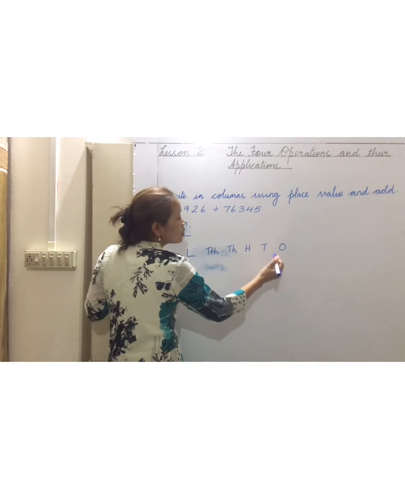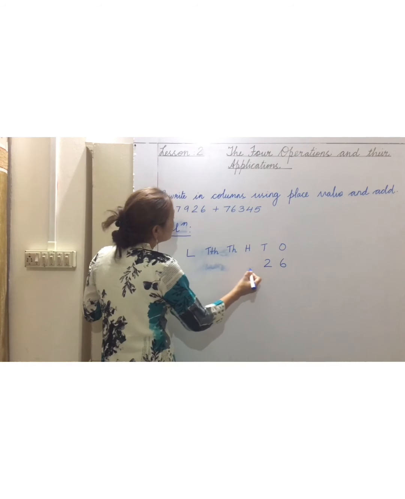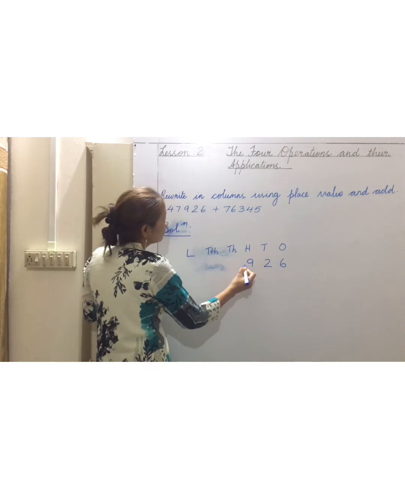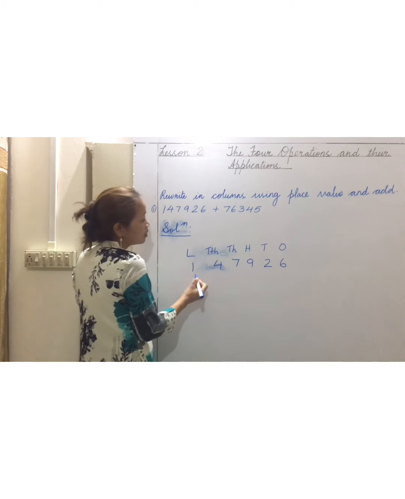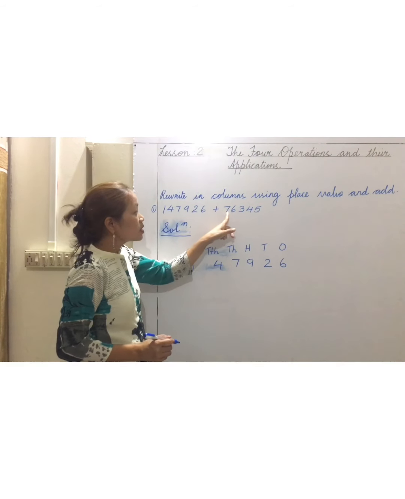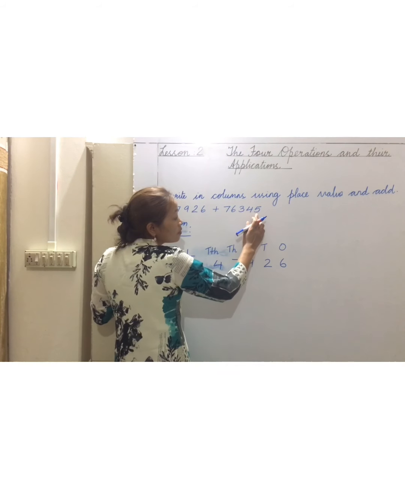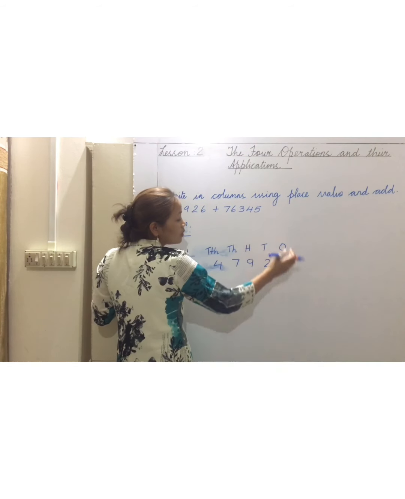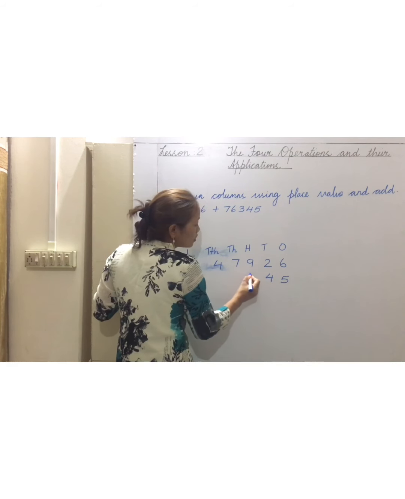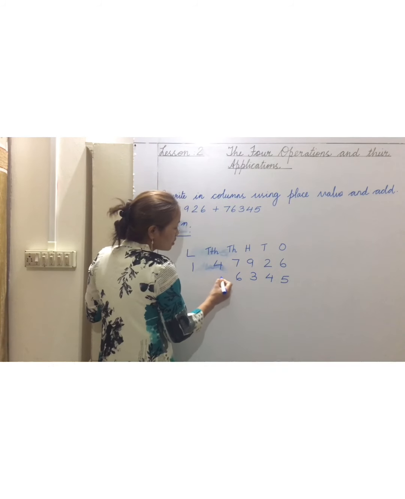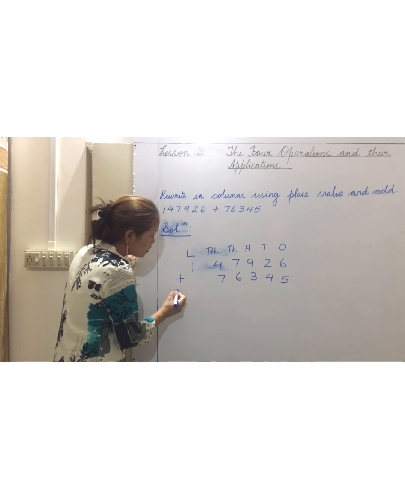6 is in the ones place. We will fill the ones place first: 6, 2, 9, 7, 4, 1. Now the next number, 7, 6, 3, 4, 5. This will also be arranged in its place value: 5, 4, 3, 6, 7. Right. Since we are going to add, we put the plus sign.